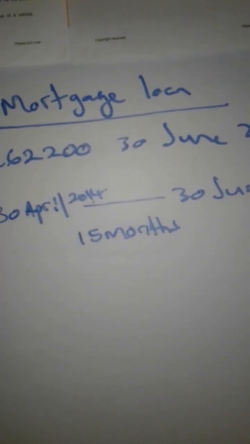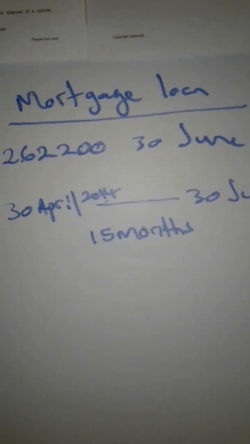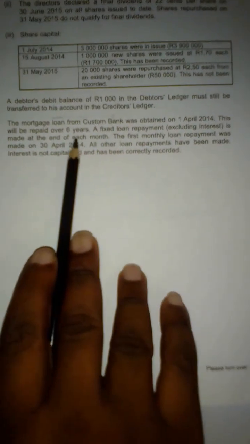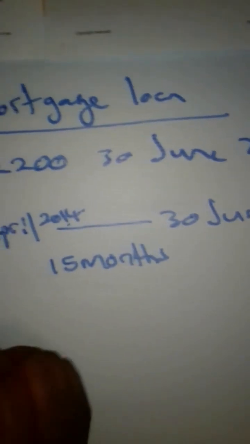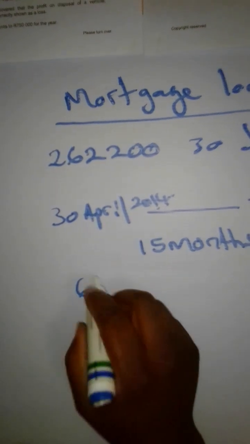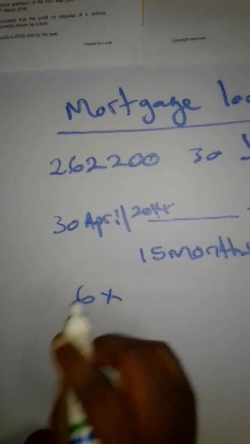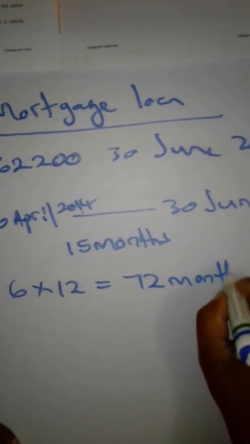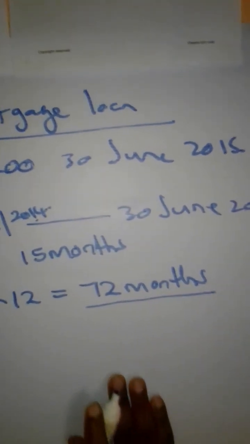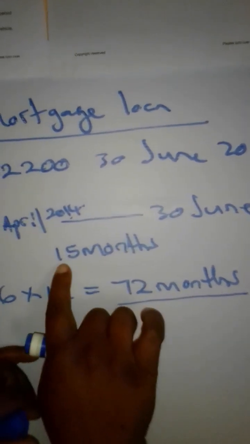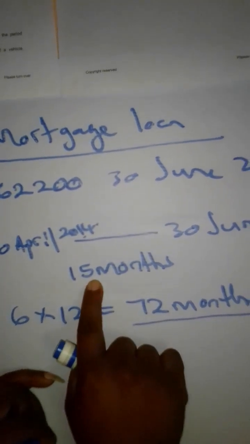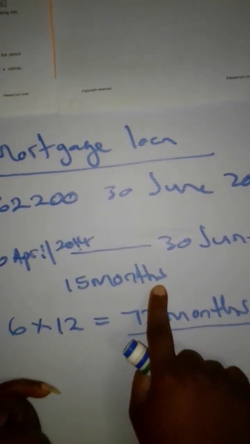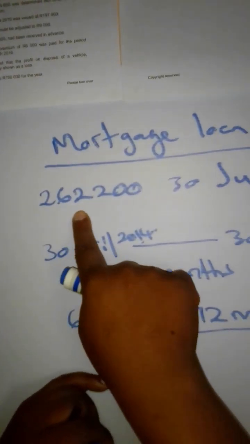Let's find out from the information that we are given. This loan was supposed to be paid over a period of how many years? 6 years. Let's find out how many months there are in 6 years: 6 times the number of months in a year gives us 72 months. So this loan is supposed to be repaid over 72 months. And how many months have already been repaid? 15 months. And now we're having a balance of 262,200.